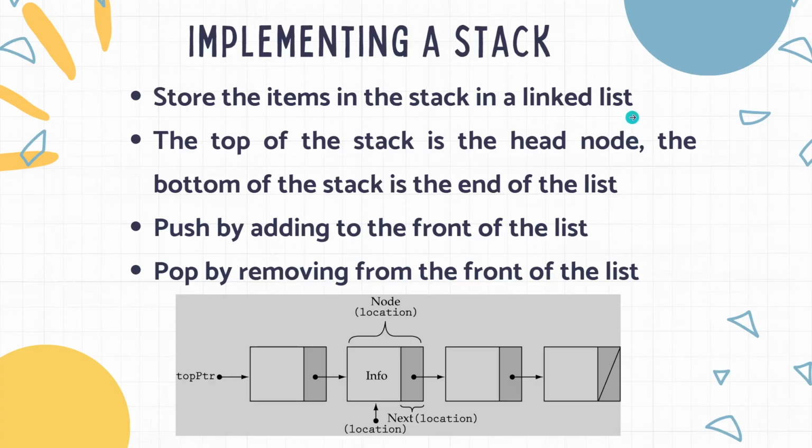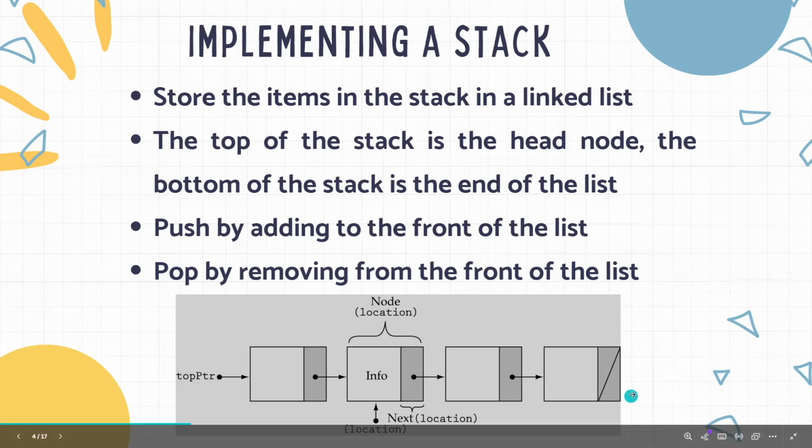So, we store the items in a stack in a linked list, and the top of the stack is the head node, and the bottom of the stack is nothing but the node whose address has a value of null. That is going to be the last node of the list, and that is going to be the bottommost element of the stack in our case. So, we push by adding a new node to the front of the list, and if suppose we want to do a pop, we will be removing the first node from the front of the list.